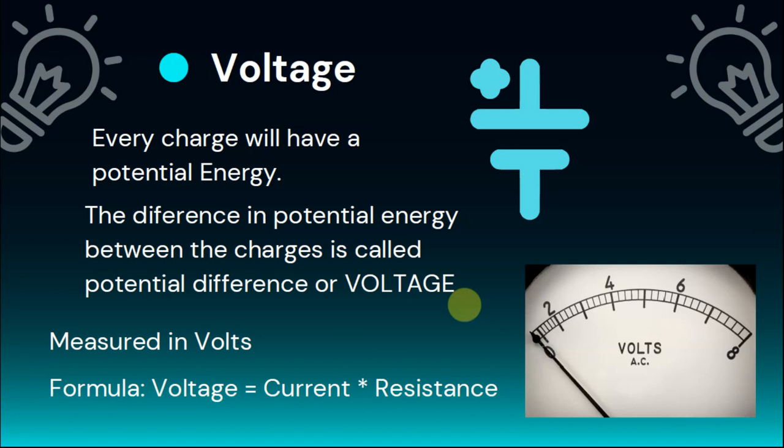So, in a particular conductor, the difference in potential energy between the charges is called the potential difference, or technically it is termed as voltage. Voltage is measured in volts, that is its unit is volts, and the formula to calculate the voltage according to Ohm's law is current into the resistance.